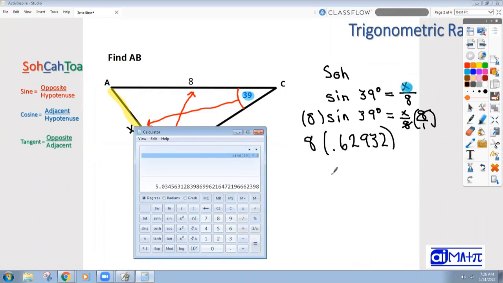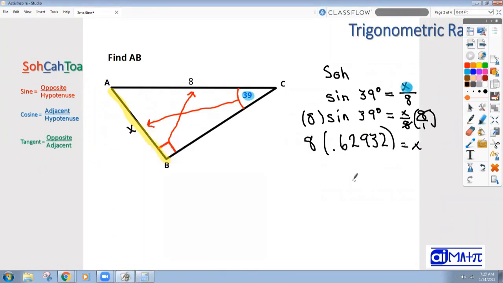And what I'm left with here is 5.03, which is equal to X here. So this number would be 5.03 approximately. And typically what you're going to be asked to do is to round. So we would call this X would be equal to approximately 5.0.